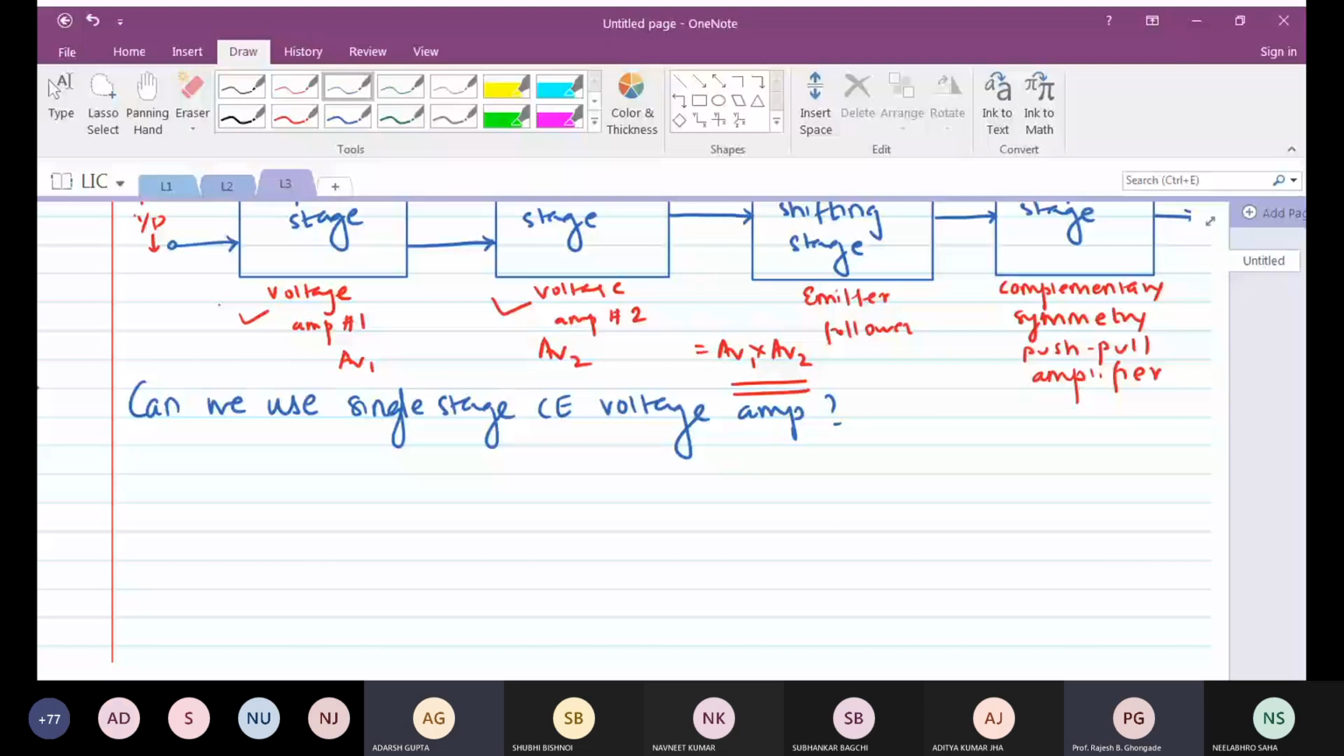Impedance matching. Well, not really. I have moderate input impedance, that's fine. Output impedance is also moderate, that's also fine. Yes, there is a problem here with input impedance. Output impedance won't have any problem, but input impedance does have a slight problem. We'll see that in more detail. Anything else?